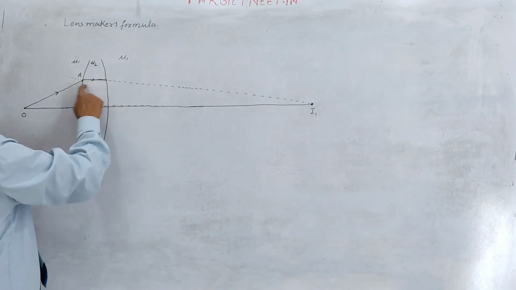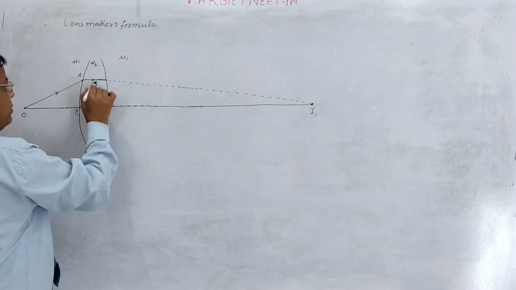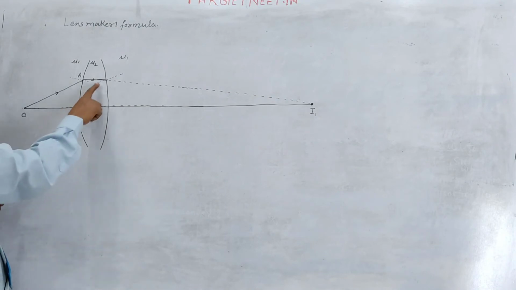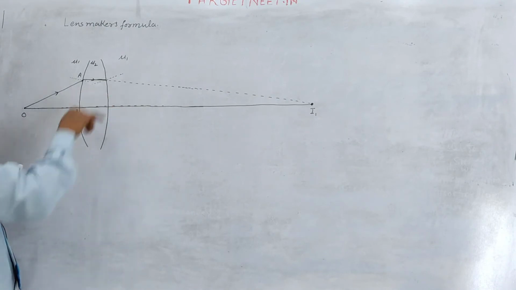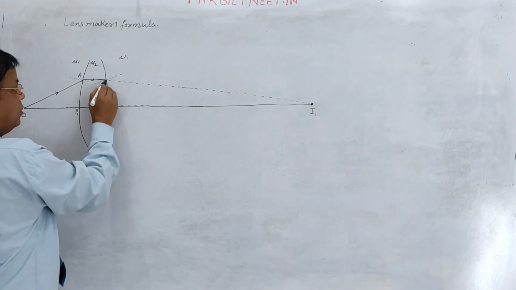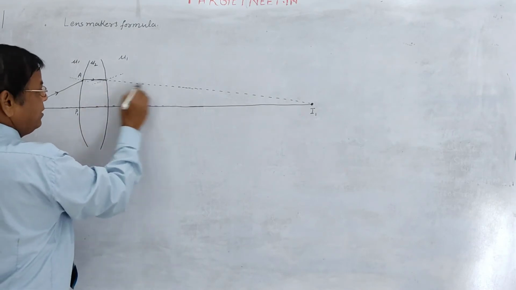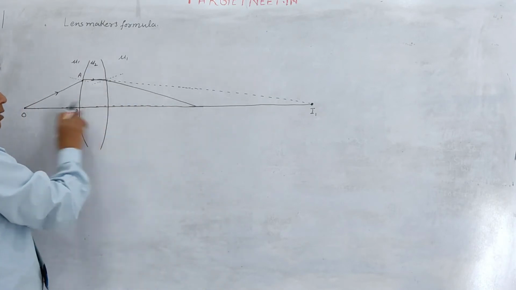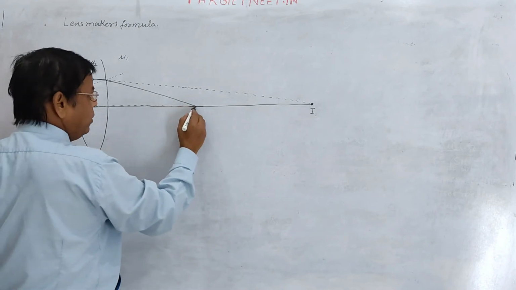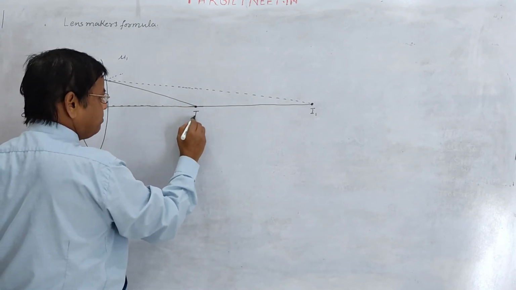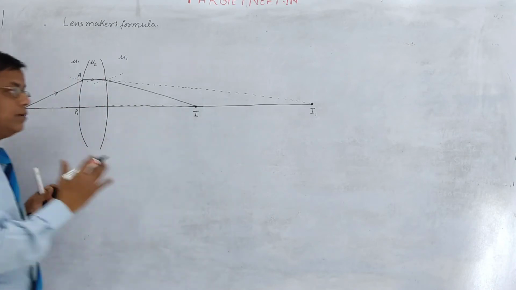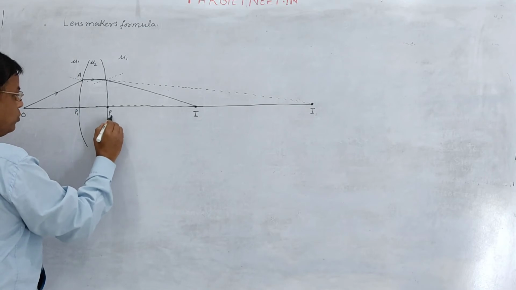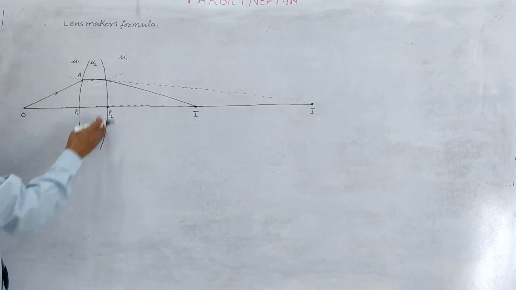Now if I draw a normal here, suppose this is the normal here, and light is going from denser to rarer, so it will go away from the normal. So the real ray will not follow this line, it will go like this and will meet this real ray coming along the principal axis somewhere here. So the actual image will be formed here. So this is the actual image formed, and this is P2, the pole of this refracting surface.